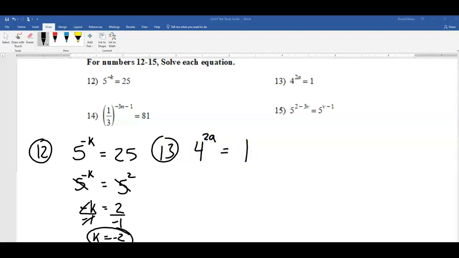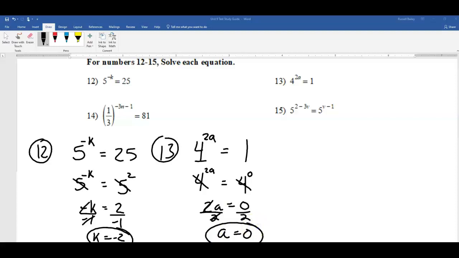The way that we're going to get both of these to be the same base is I can change a 1 into a 4 to the 0 power. Any number to the 0 power is 1. So if you ever have it equal to 1, just know it's going to be this base over here to the power of 0. After that, we can ignore our base, set up an equation, and solve. In this case, I would just need to divide by 2, and the answer is just 0.